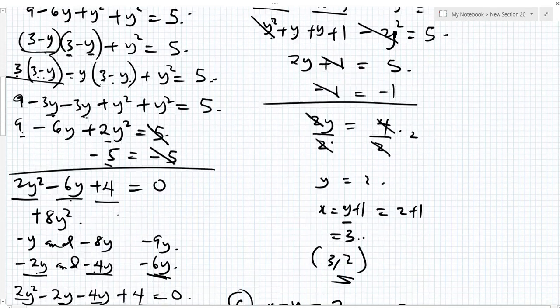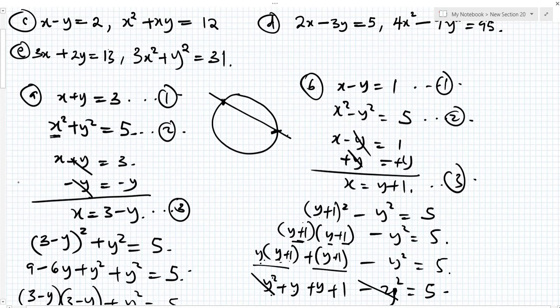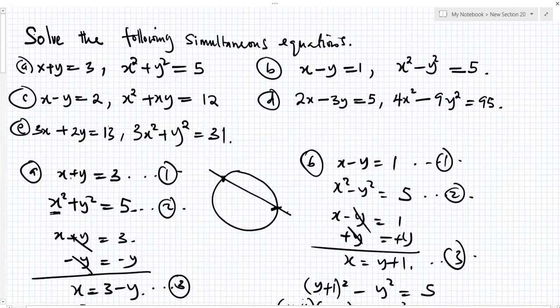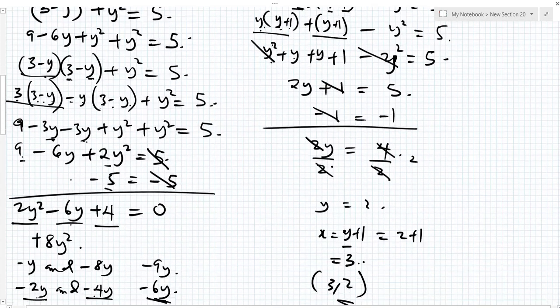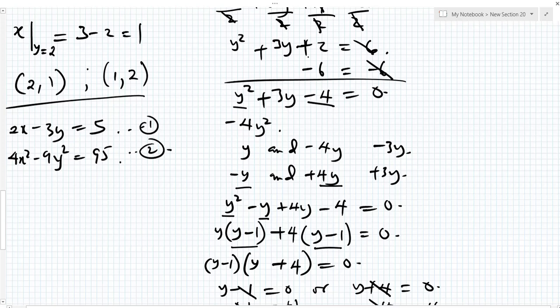We have 2x minus 3y is equal to 5, and 4x squared minus 9y squared is equal to 95. Equation 1, equation 2.